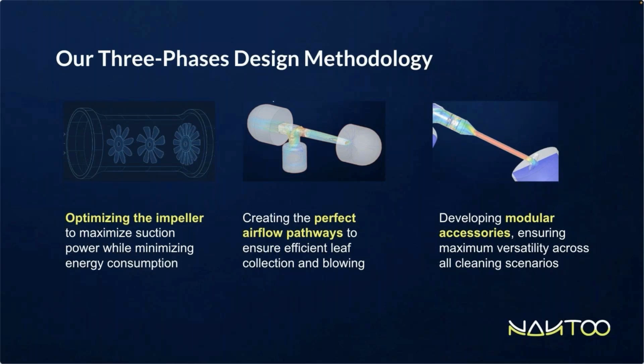Then the second stage was about optimizing the whole geometry of the machine. And then the third stage was to use SimScale again for developing the modular accessories, like, for example, an electric drum, a flexible pipe, and so many more.